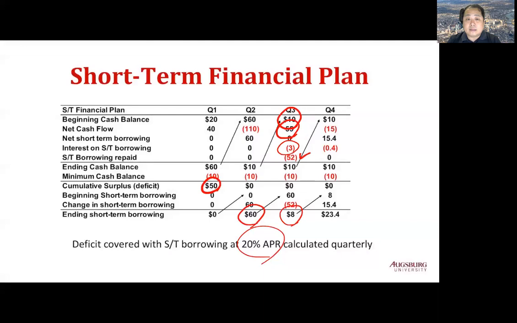Fourth quarter again, $10 million beginning minimum cash balance. Net cash flow is negative $15 million. Now we need to finance more, including this $15 million net cash flow plus the interest on the loan balance, 5% of $8 million, $0.4 million. So we need to borrow $15.4 million. Our ending short-term debt level is $8 million plus $15.4 million, $23.4 million.